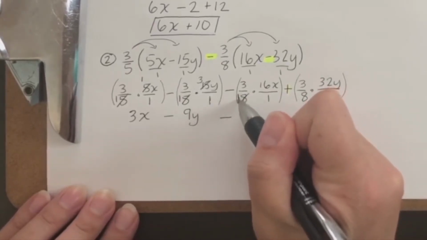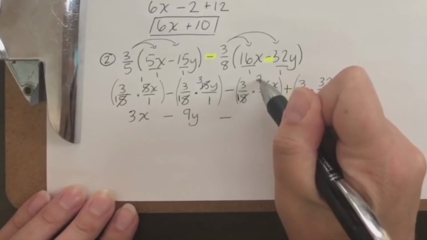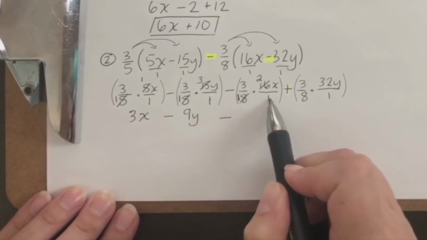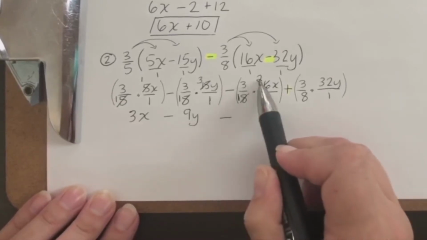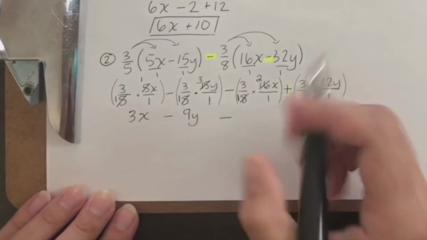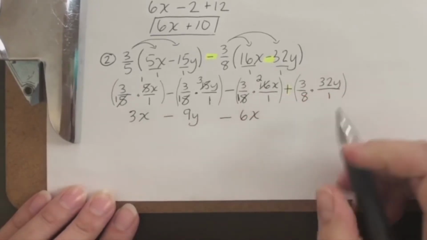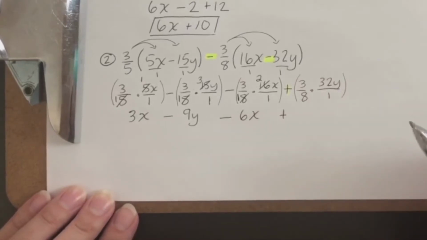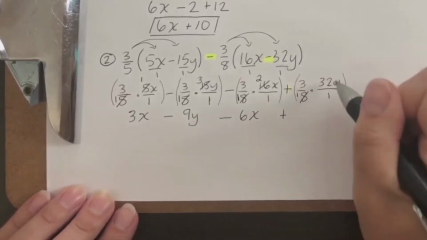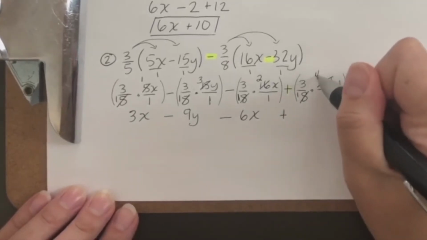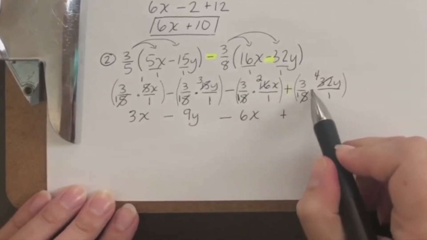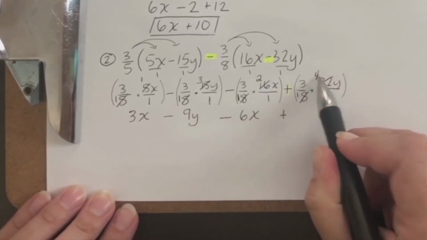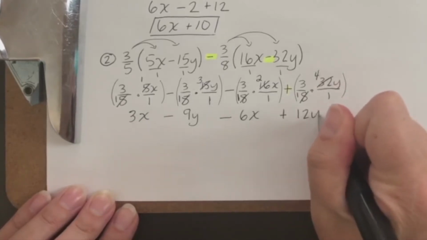8 is going to cancel and become a 1. 16 divided by 8 is 2. 3 times 2x, because both of these are 1s, meaning this is just a whole number. 3 times 2 is 6 times x, so 6x plus, and yep, 32 is also divisible by 8, so 8 will cancel, become a 1. 32 divided by 8 is 4. So this is 3 over 1 times 4y over 1. 3 times 4 is 12, times y is 12y.